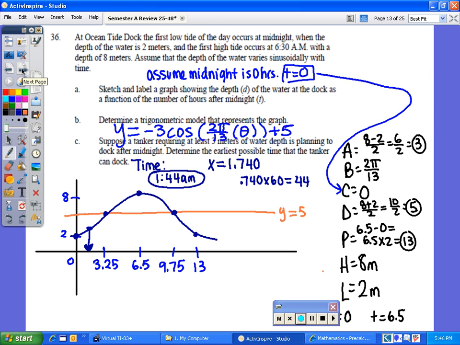Alright, last but not least for this section is number 36. So here's a little idea of what kind of a problem it's going to be.